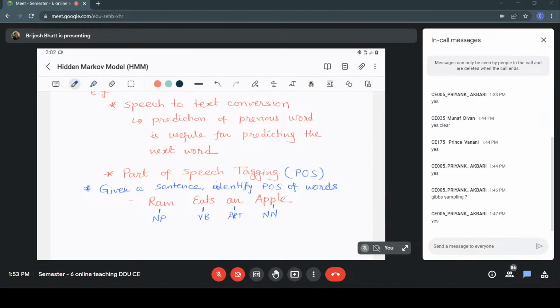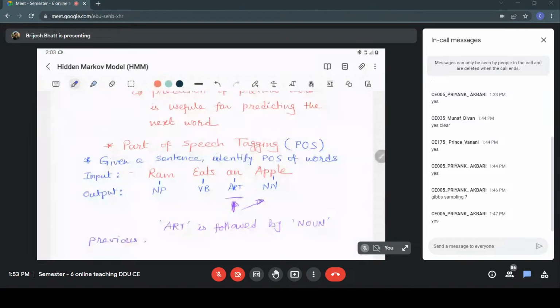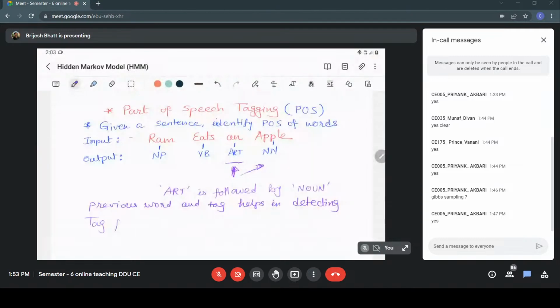Right? In the English language, an article is followed by a noun. So the previous detection, previous input and corresponding tag helps in detecting the next tag for the next word. So previous word and tag help in detecting the next word. Right?